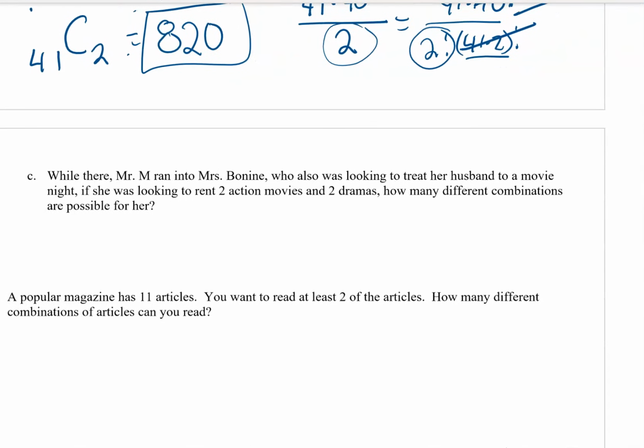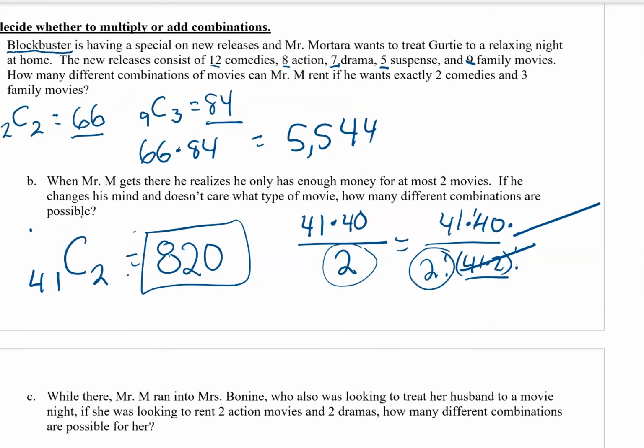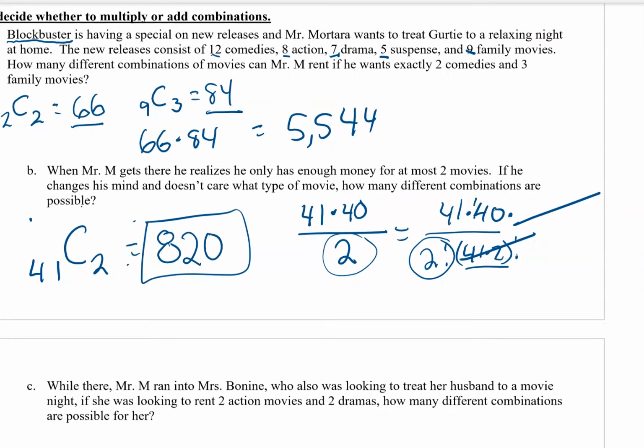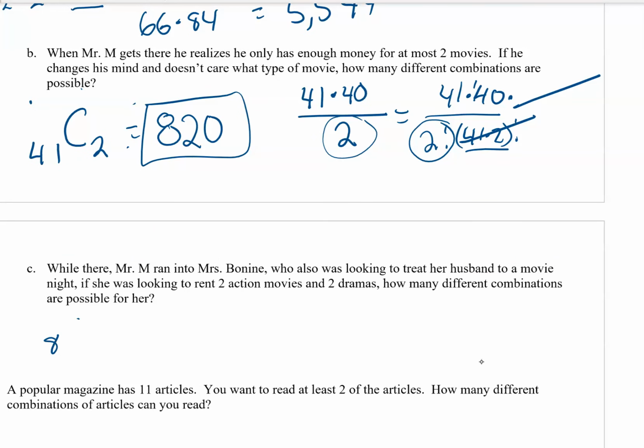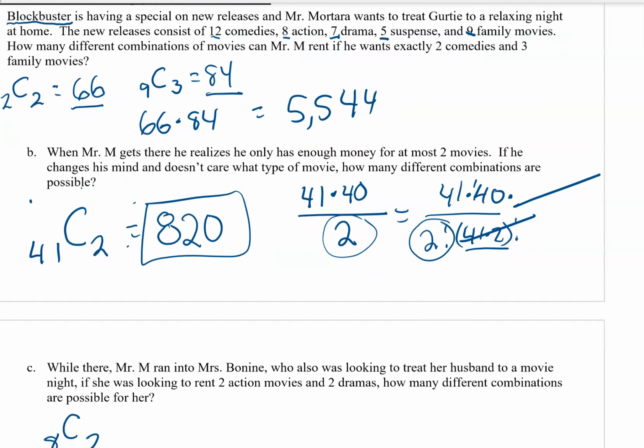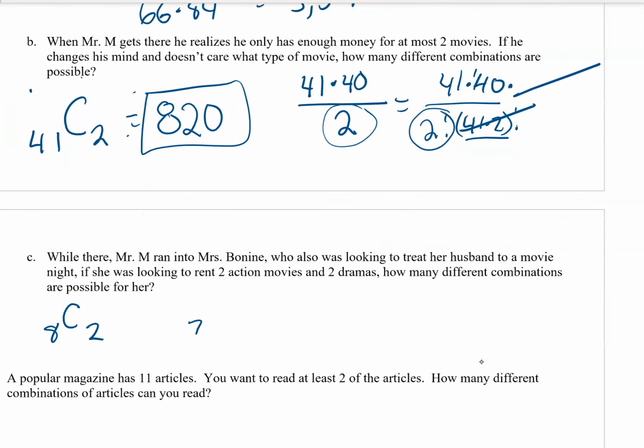Letter C. While he's in the store, he runs into another teacher who is looking to treat her husband to a movie night, and she was looking to rent 2 action movies and 2 dramas. How many different combinations are possible for her? Well, she's going to choose 2 of 8 for action movies. And dramas, she's going to choose 2 of 7.